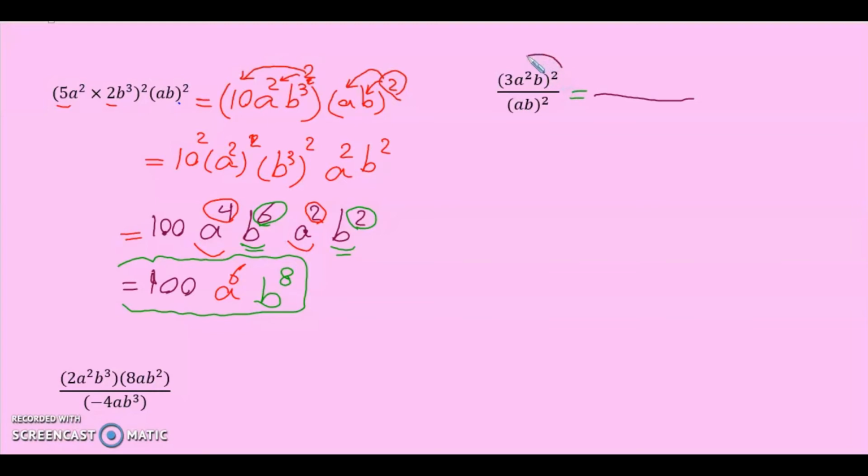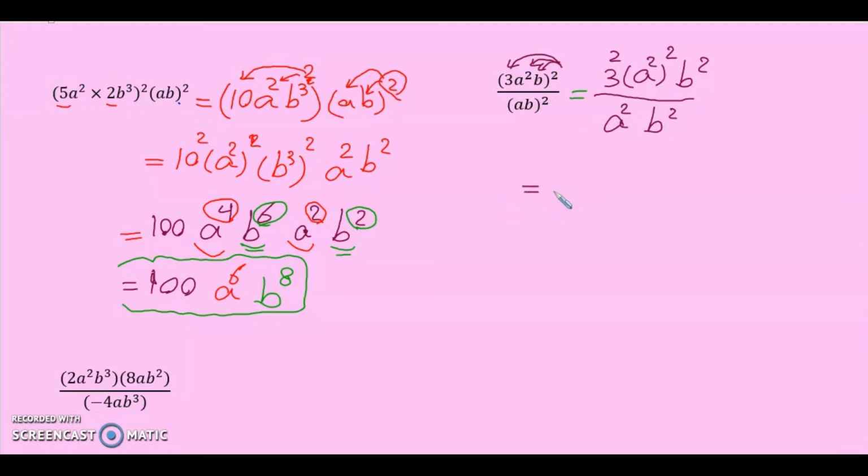These two should be applied to each element inside. So I have to raise 3 to the 2, and a squared should be raised to these two, and then b should be raised to these two. How about the bottom? Again, you have outer exponent that should be applied on a and b at the same time. So therefore, I will end up with a squared and b to the 2 would be b squared.